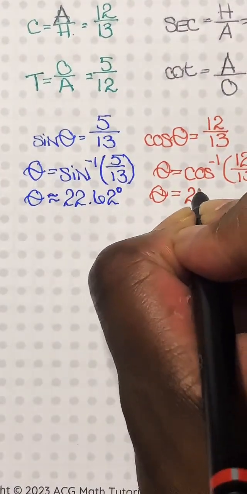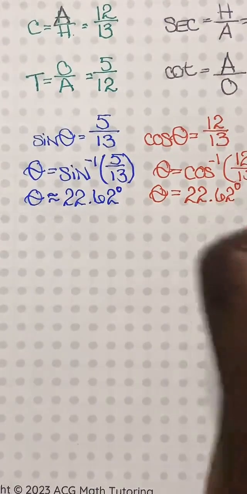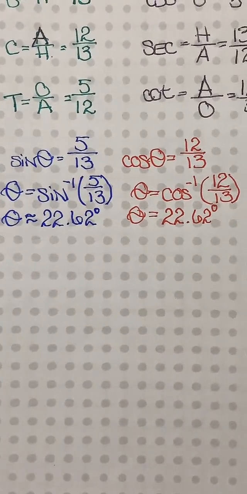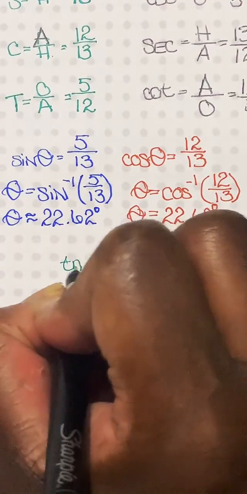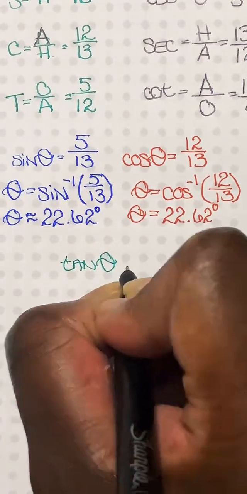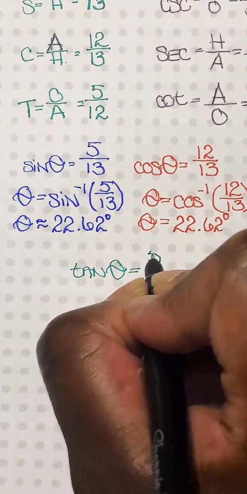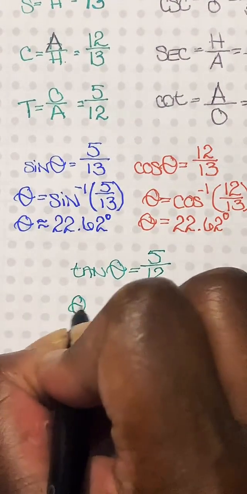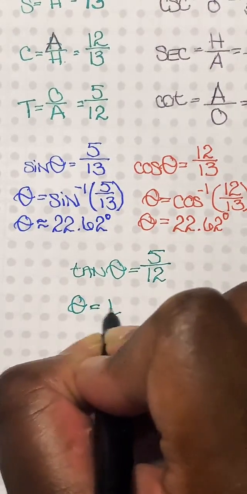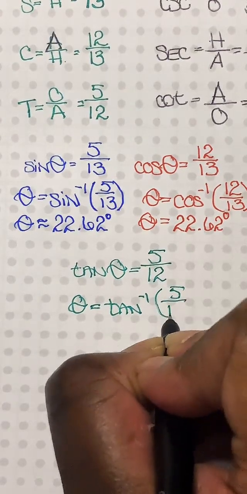What do you think is going to happen with tangent? It's going to be the same, right? All right. So we got our tangent of theta equals, now my tangent, remember, that's your opposite, which is 5, over my adjacent, which is 12. So we have our inverse of tangent of 5/12.